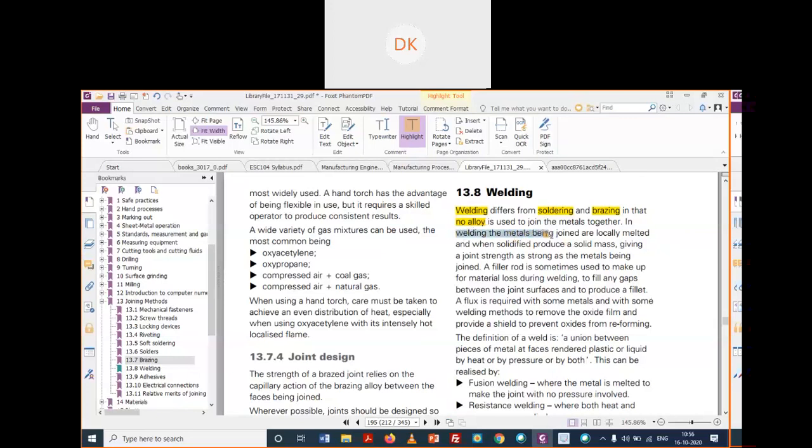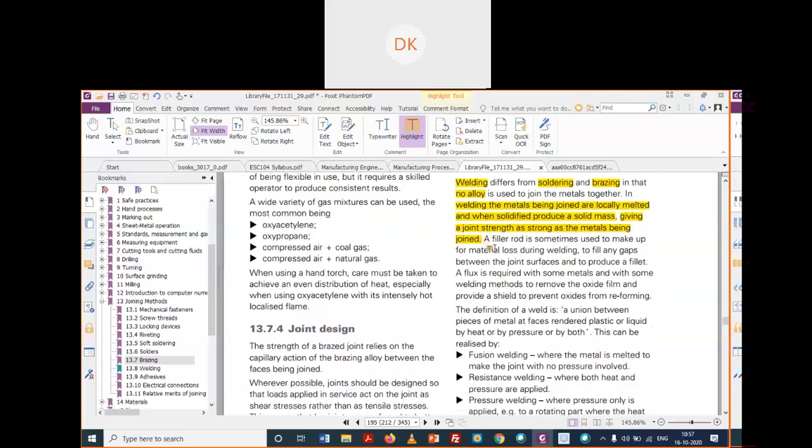In welding, the materials being joined are locally melted. When solidified, they produce a solid mass. So after melting, if you give time to solidify, then it will join the material, giving a joint strength as strong as the metal being joined. So we bring it to the plastic state, then we put pressure to make the joint.